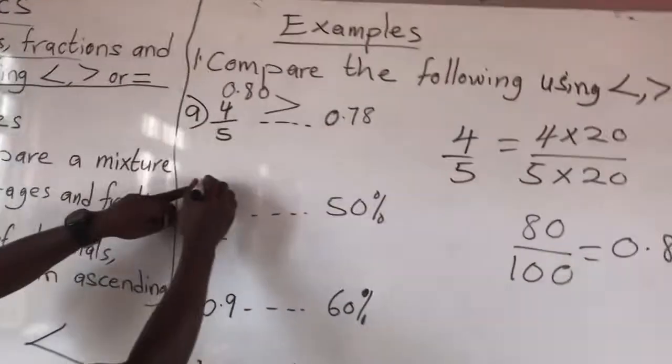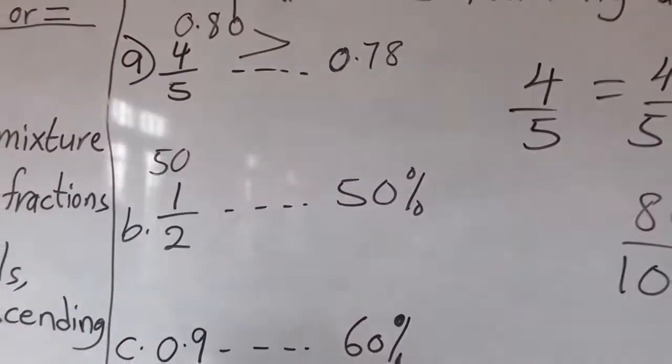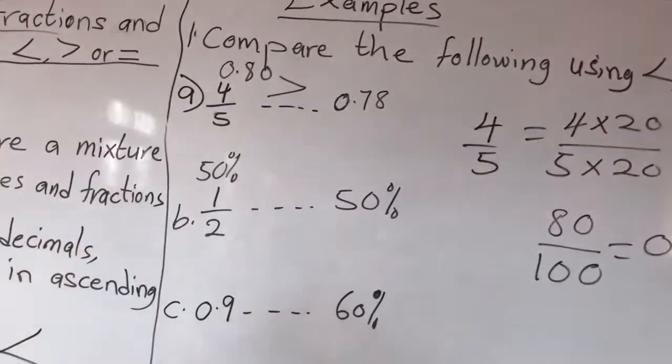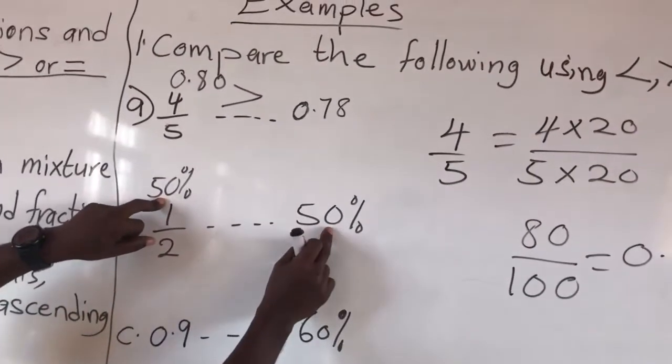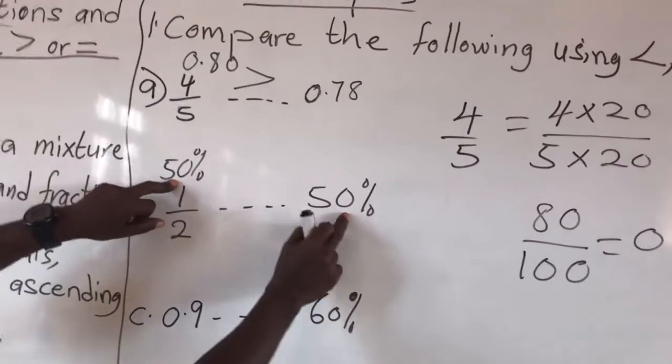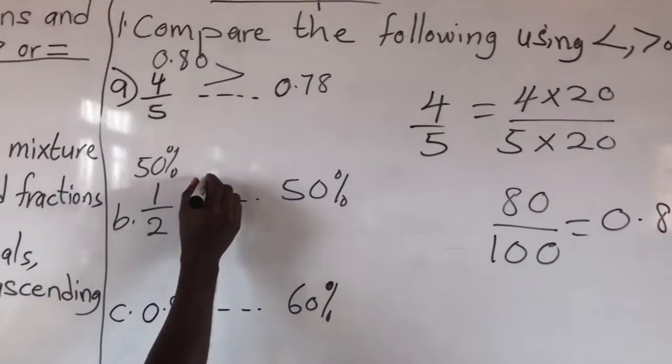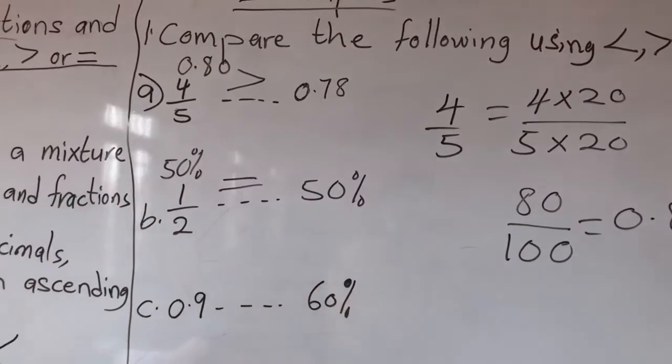50%. So over here we have 50%. Now when we look at 50% here and 50% here, we can see that they are what? Equal. They are equal. So we put equal over there.